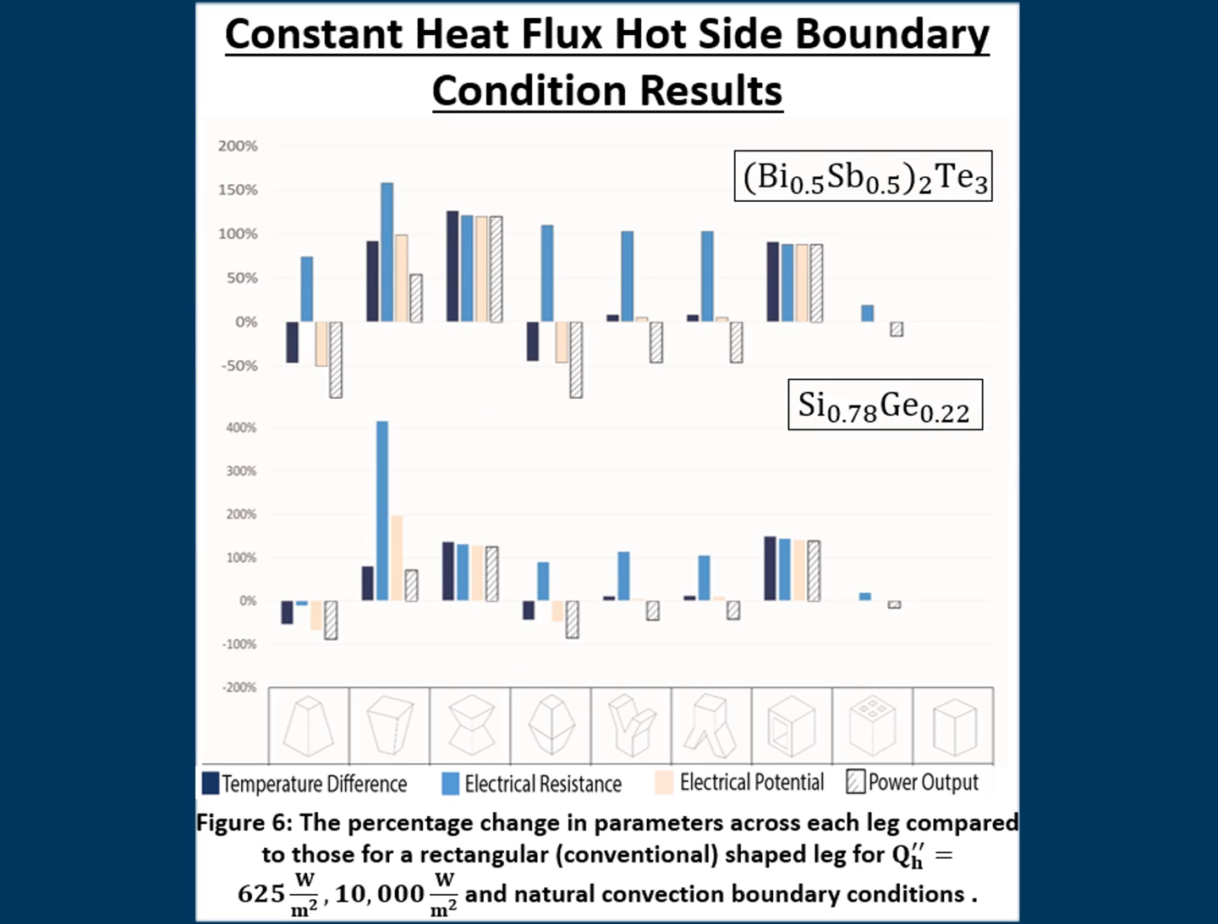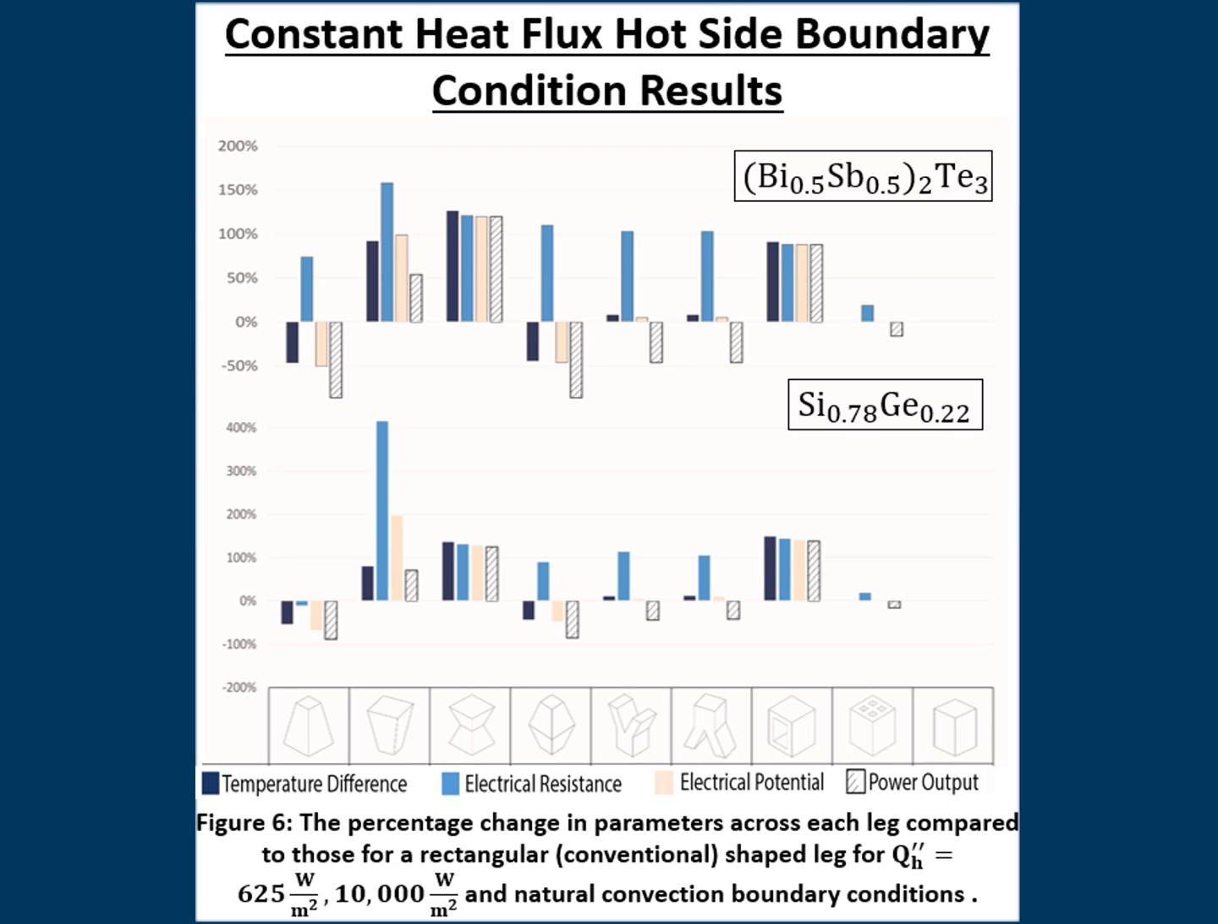Since constant temperature boundary conditions are much harder to realize in practical applications, it is useful to consider a hot side constant heat flux boundary condition. The cross-sectional area of the leg at the hot side is pertinent under this condition because the heat transfer rate into the leg is the product of heat flux and this area.